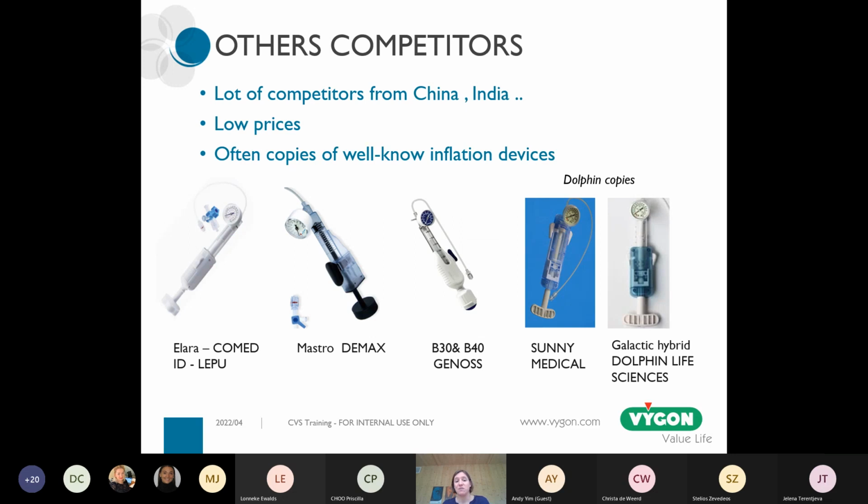And then you have other competitors. You have a lot of competitors from China and from India, with low price. You often have copies of well-known inflation devices. For example, here you have a Dolphin from Sony Medical, or you have Flamingo Dolphin. I don't know, it is a mix from another company. But I think the quality is not the same. We have had this product on the market for years. We have very good feedback. So I think it's important to say to the doctors that the quality is guaranteed.